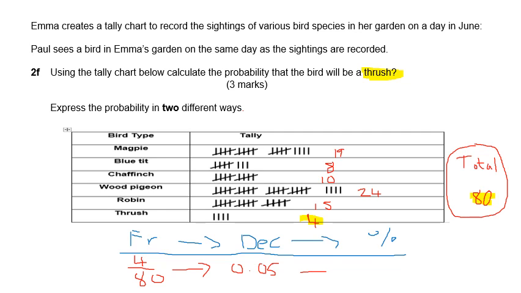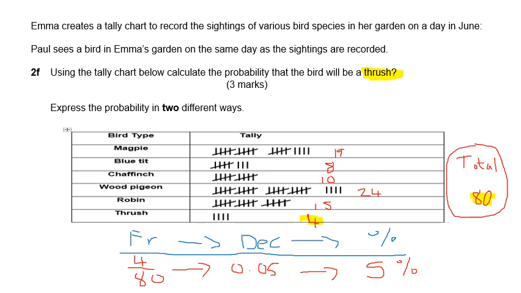Once we have that, we should be able to do mental maths, because the way we learn percentages, we actually used decimals. So 0.05, you should be able to work out without any working that 0.05 is 5%. And there's our answer in all 3 ways: fraction, decimal, and percentage.